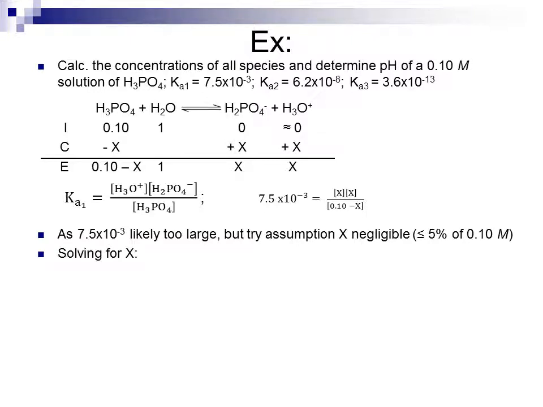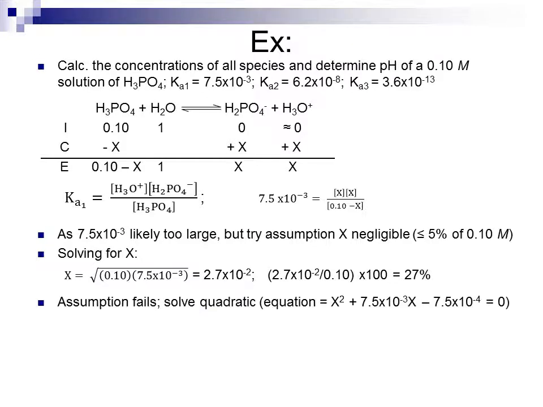Solving for x then, assuming that the x in our 0.1 minus x is negligible, our x value is 2.7 × 10^-2. If I compare that as a percentage against 0.1, it is 27% of 0.1. We are limited to 5% of 0.1, which means that this assumption is now invalid. Because the assumption fails, we have to move on to solving the quadratic equation.